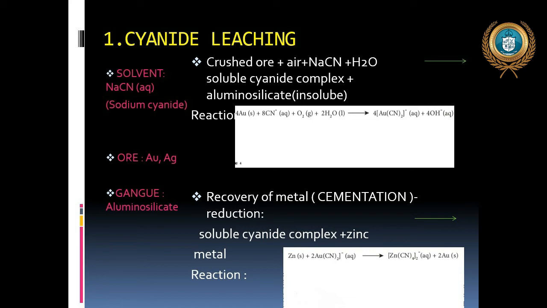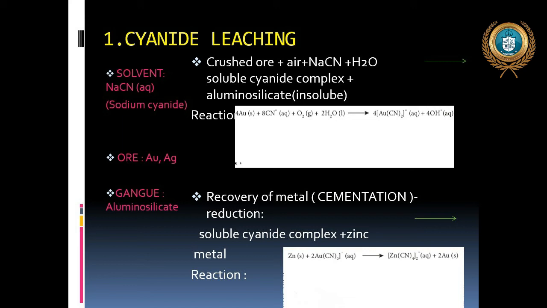So here the reaction goes like this. It is a stoichiometric equation, so we have to balance the equation. Gold, then cyanide, in the presence of oxygen O2 and water, gives a soluble cyanide complex, along with some water left over.